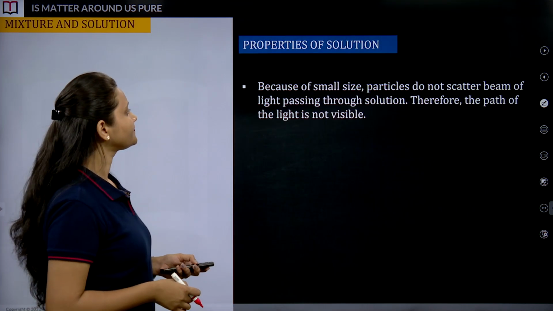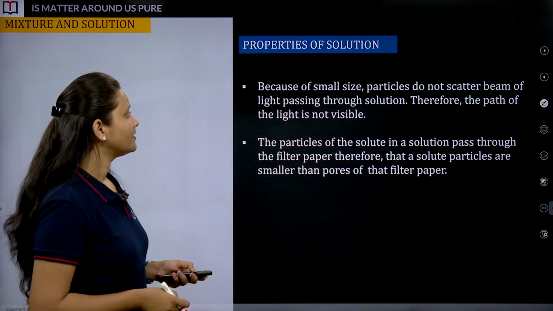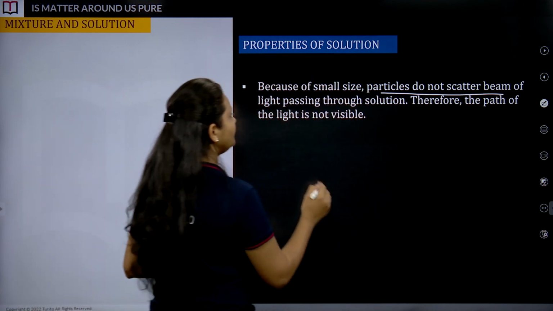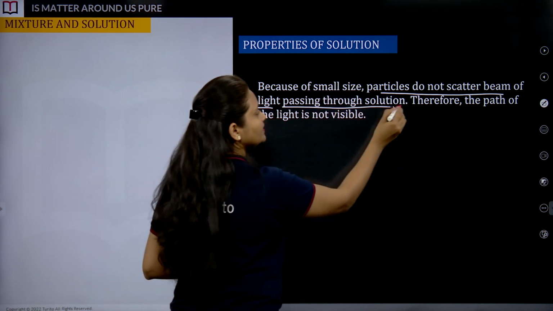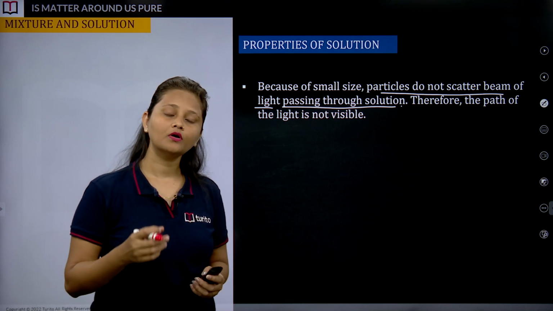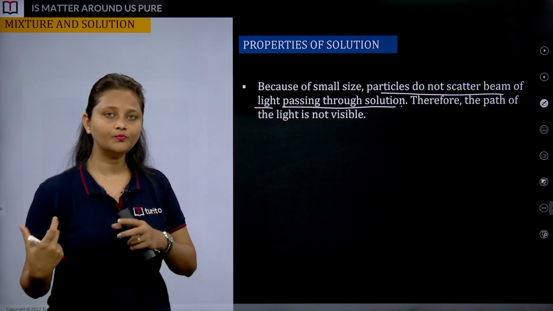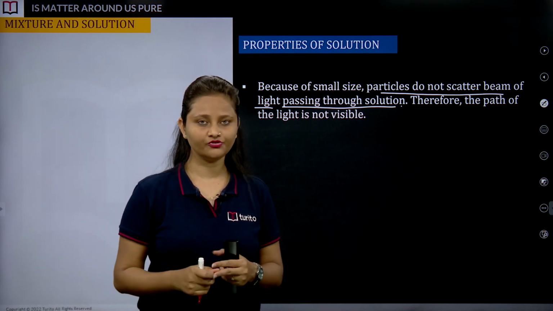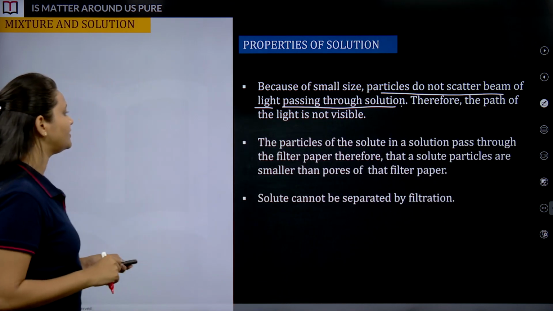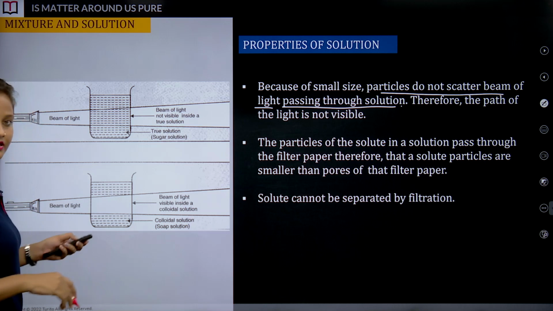Let's move ahead. Because of small size, particles do not scatter the beam of light passing through the solution. Suppose we have taken the solution in a beaker, and now with the help of a torch you pass some light on that solution. What do we observe, students? Here is the image. Let me share it. I hope it's clear to you all.